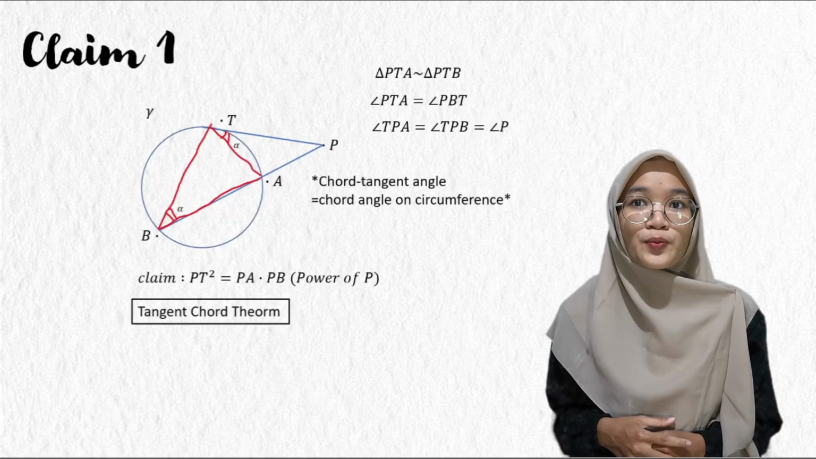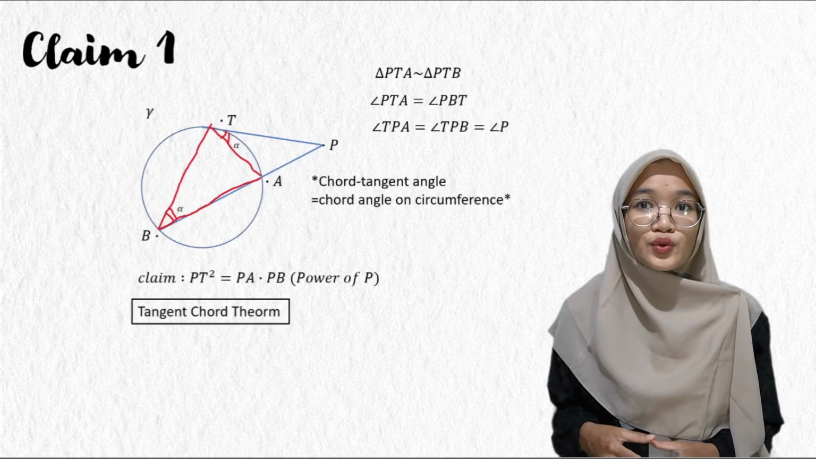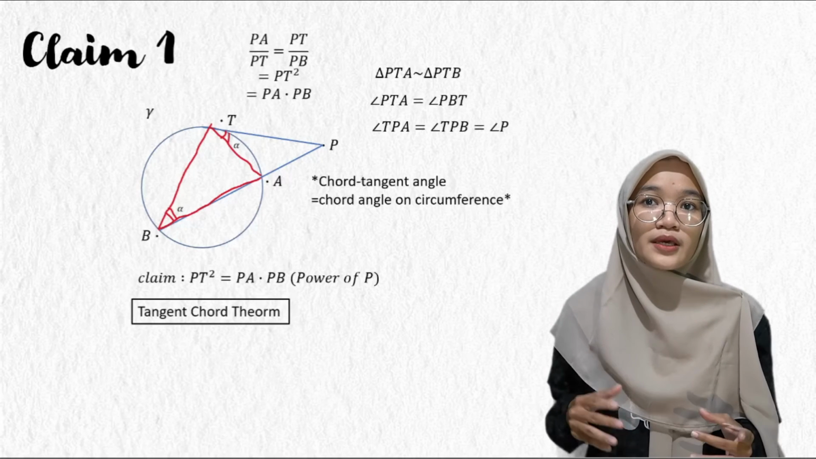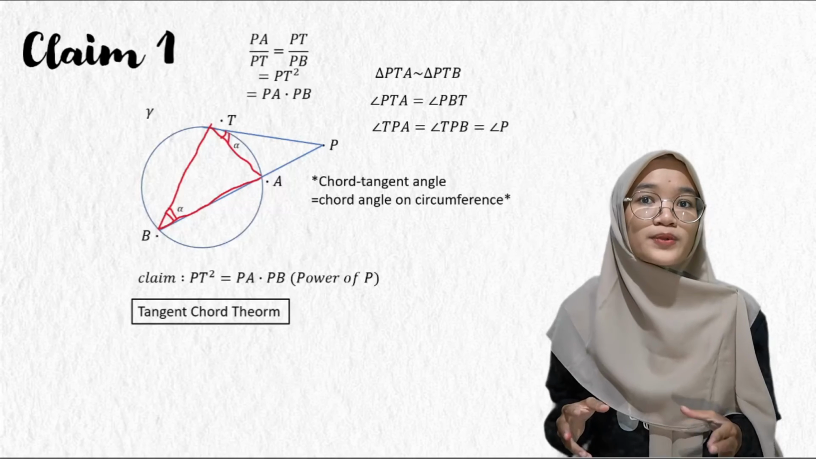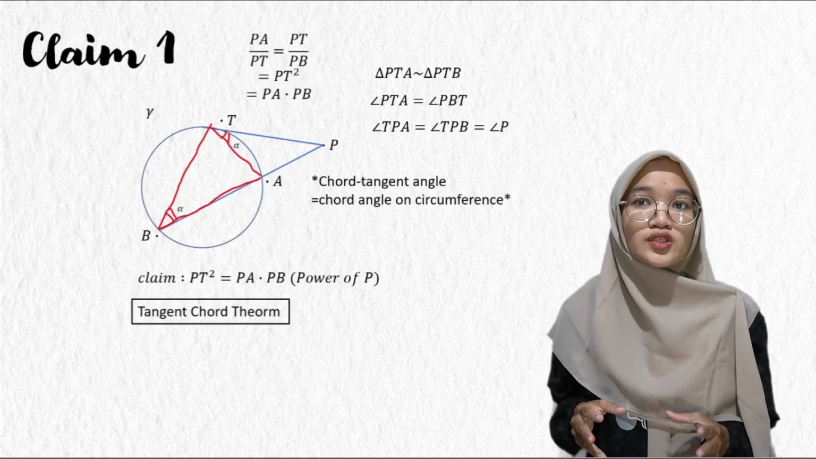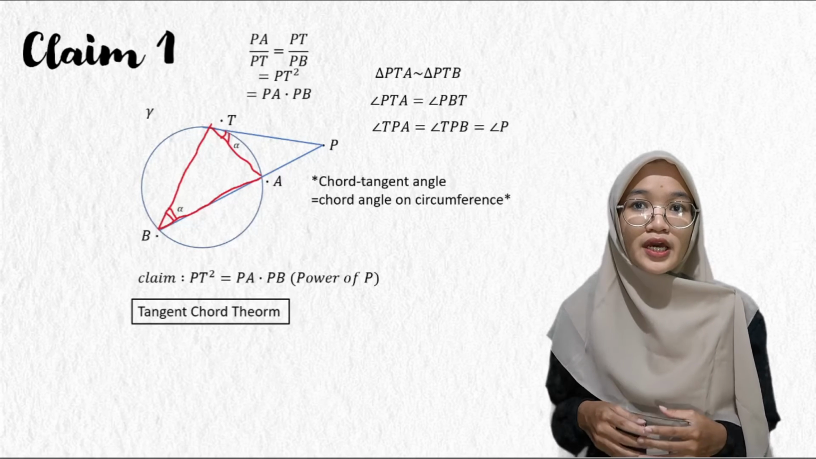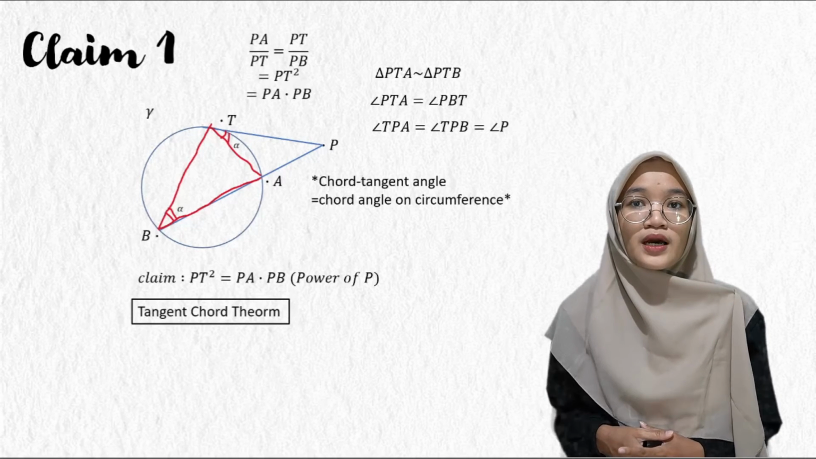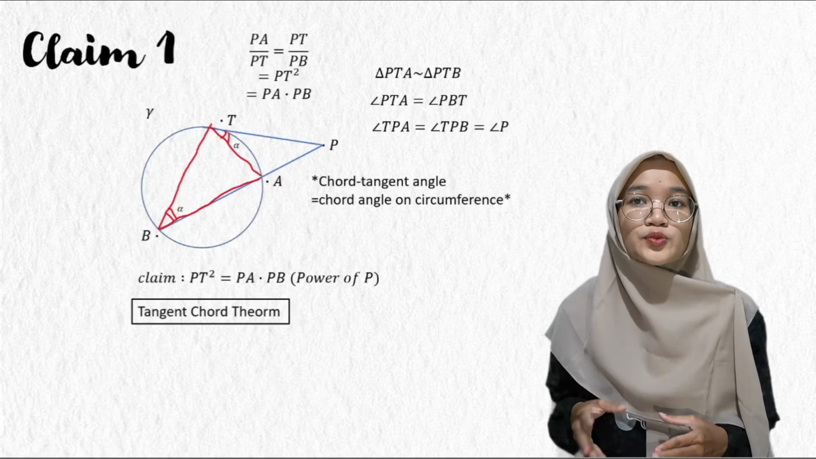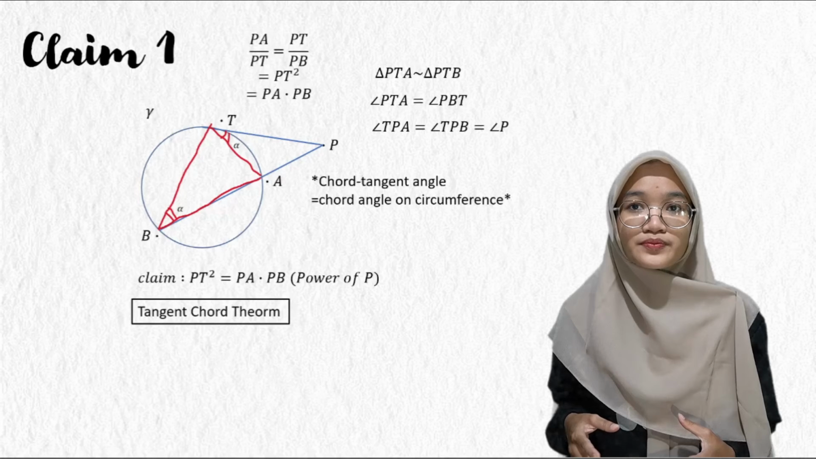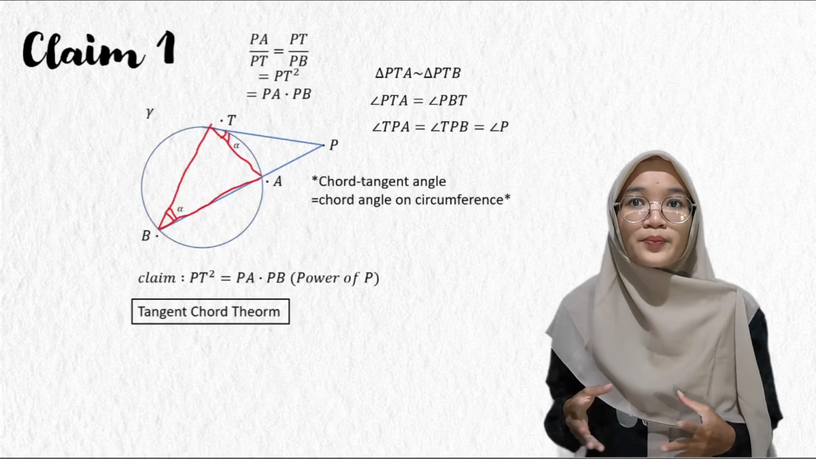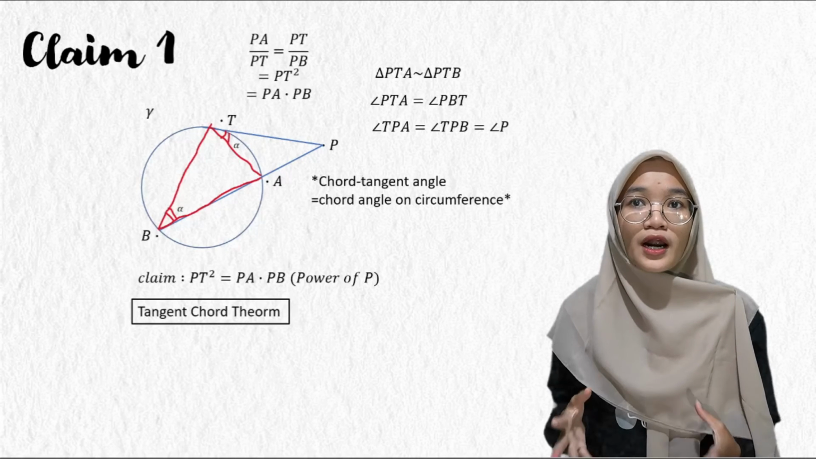Now we can use proportionality of sides to complete this. Opposite to this angle, we have PA over PT, which is equal to PT over PB. So you can cross multiply to get PT squared equals PA times PB, and we are done.